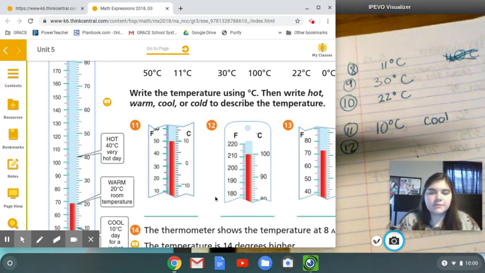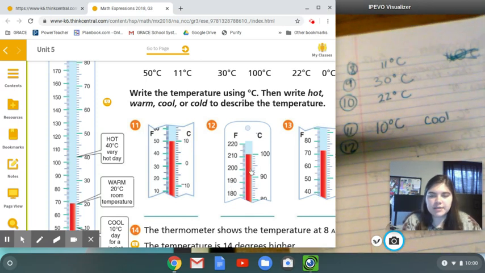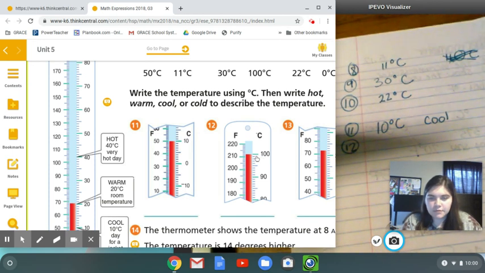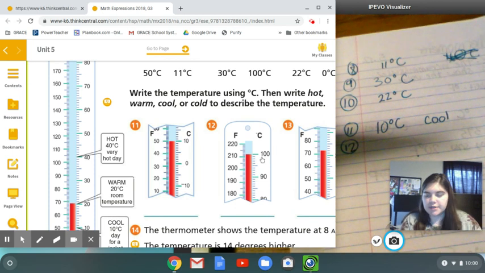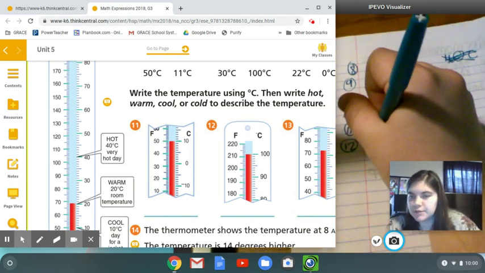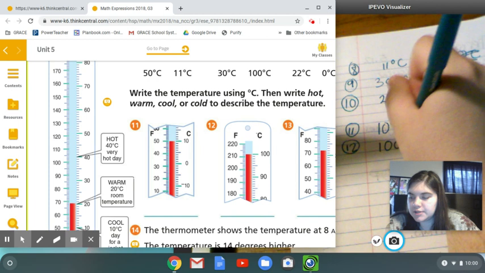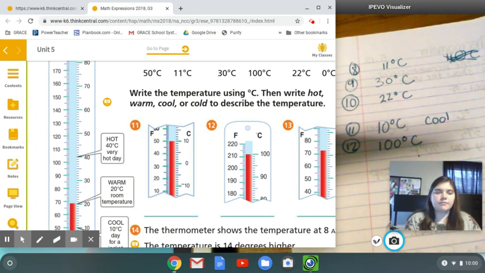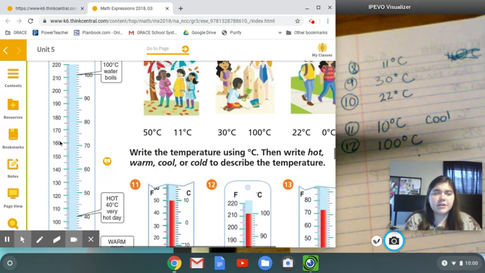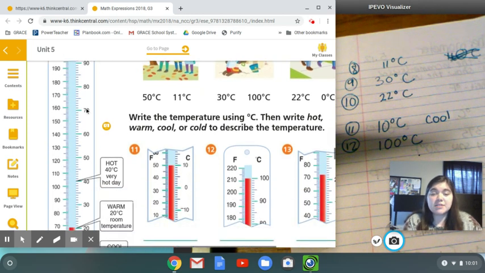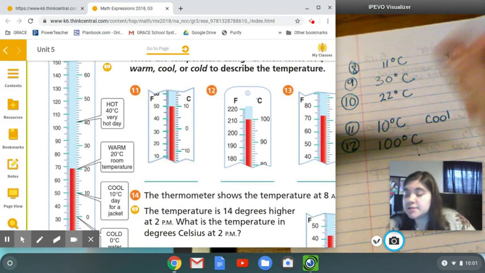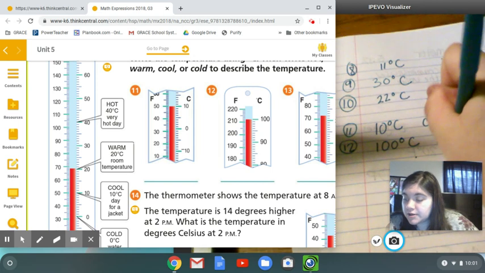Number 12, remember we're in Celsius. I'm going to go with my red bar all the way up to where it touches. And this one isn't in between the two lines. It's right at 100. So that would be 100 degrees Celsius. And I remember that 100 degrees Celsius is where water boils. So that means it's very, very hot. Very hot.